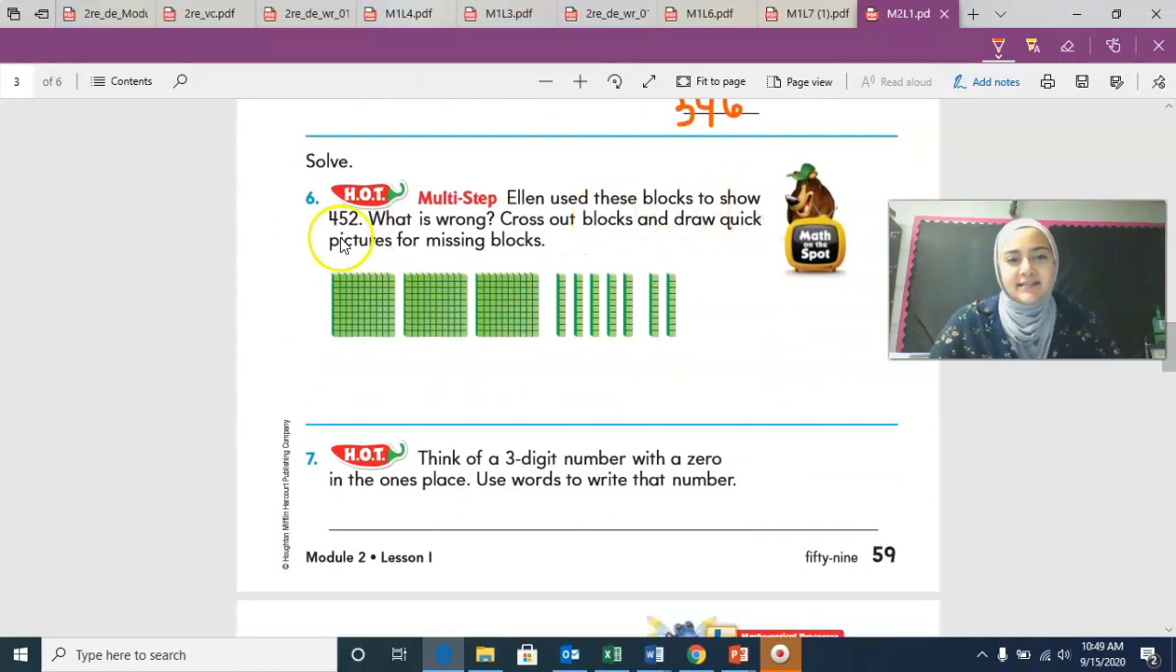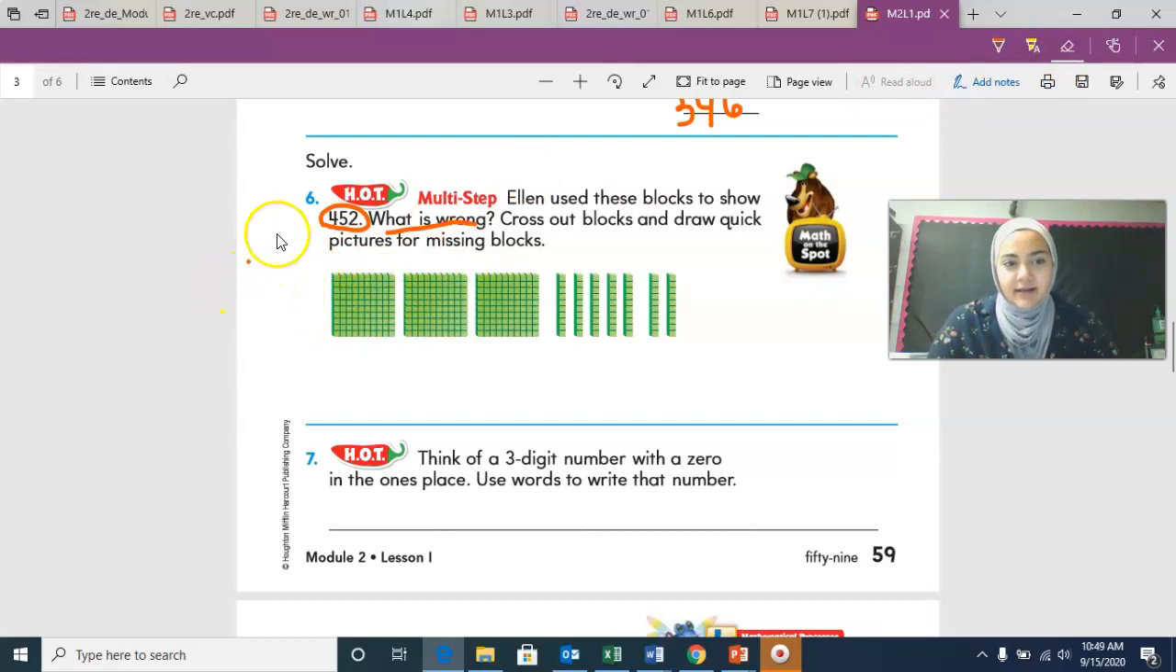Okay, let's look at 6 and 7. Ellen uses these blocks to show 452. Remember, always circle the number. What is wrong? That's the question. Cross out blocks and draw quick pictures for missing blocks. So we're going to fix her problem. Her problem isn't right. The number should be 452. How many hundreds are in 452? What I would do is I would write ones, tens, hundreds. Oops, I can't write there. All right, let me try that again.